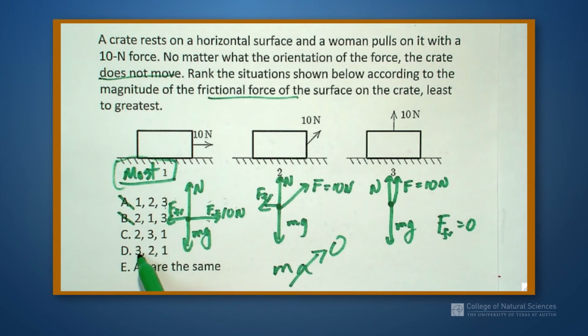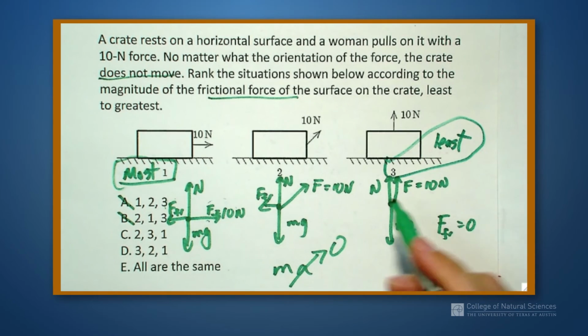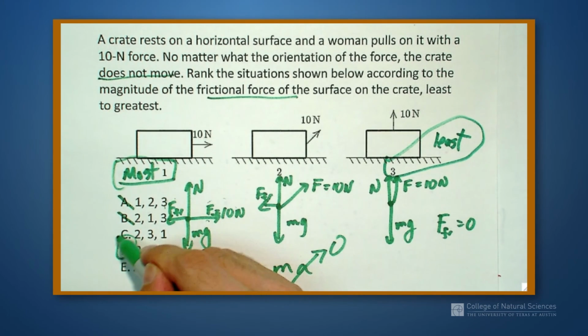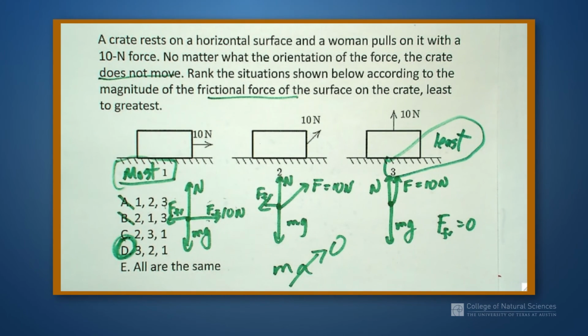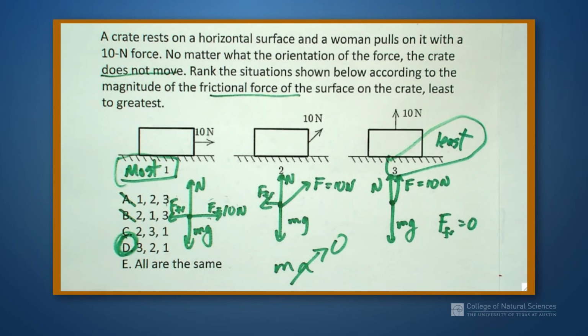So I'm saying 3 is the least, and 1 is the most. So I have answer choice D as the correct answer. From least 3, then 2, and the most is going to be when we're pulling perfectly horizontal.